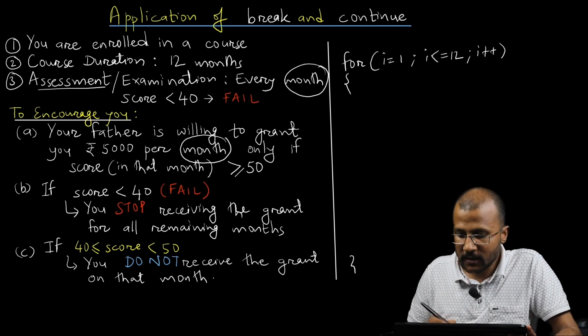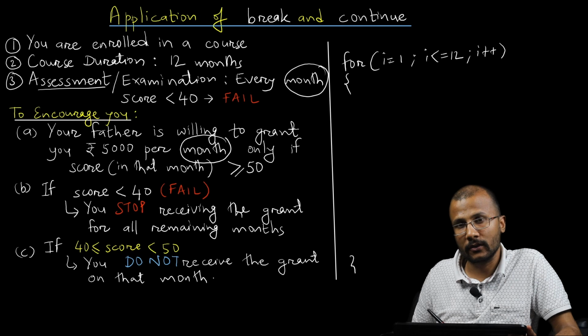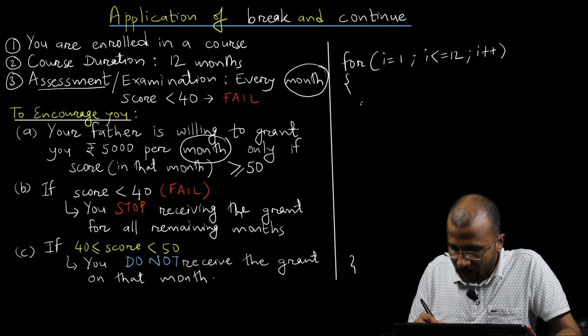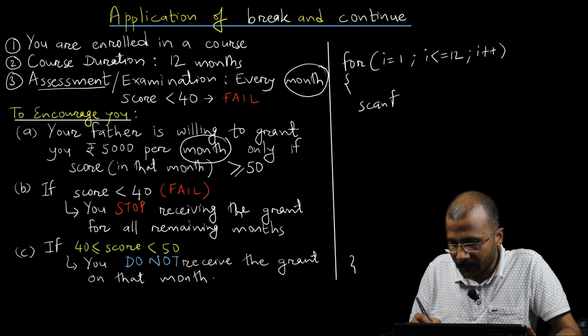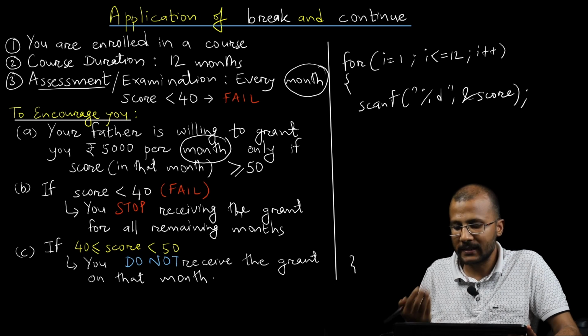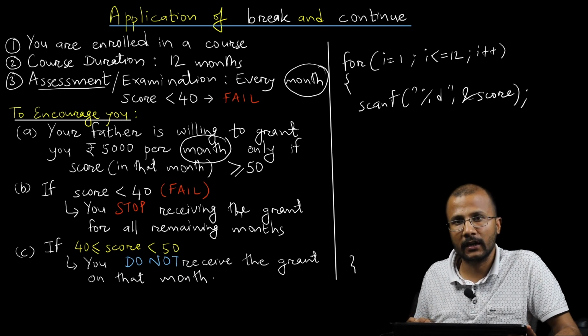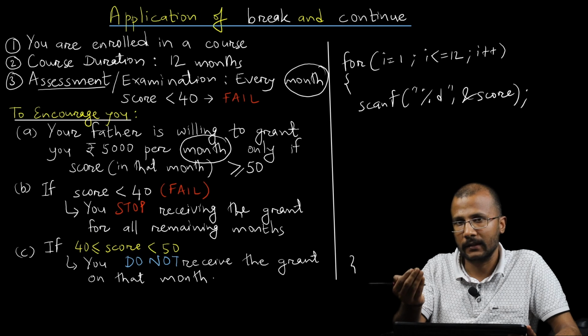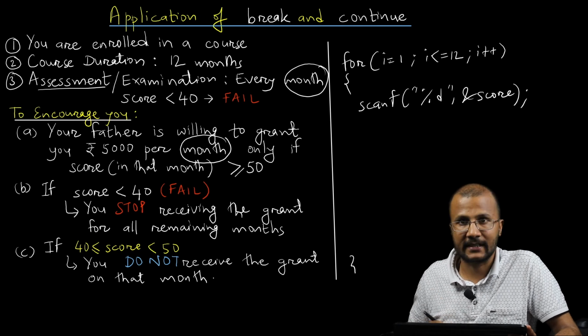Okay. Now each month what you're going to do is get your score, right? So let's scan the score from the user. Let's say your subject teacher will provide you the score, and it is stored in the variable score. So this will be scanned every month, because every month you appear for the test assessment and you get the score for that assessment.